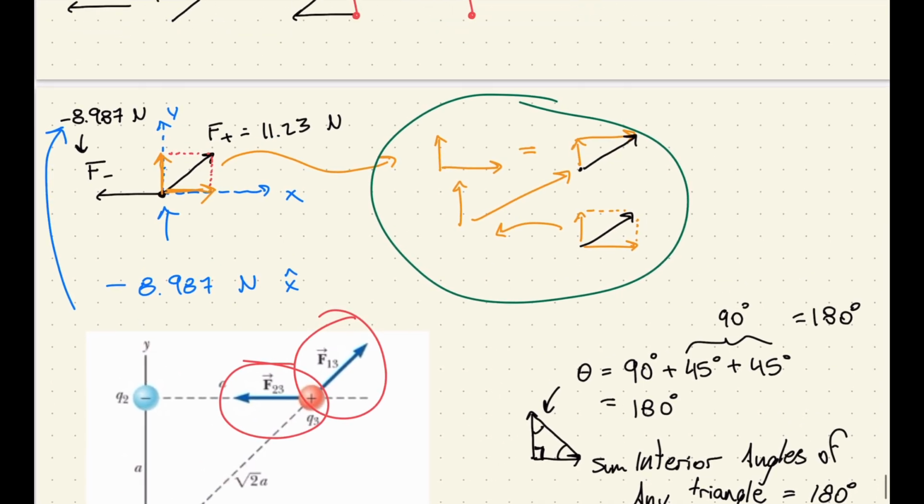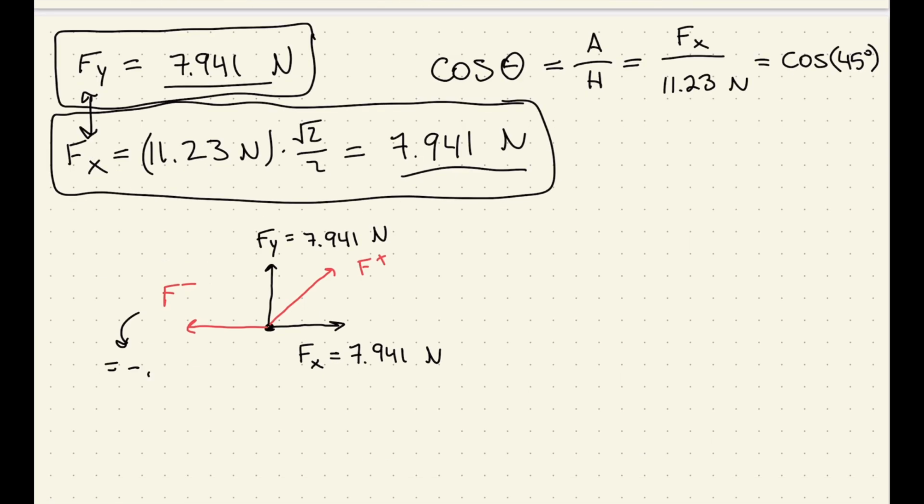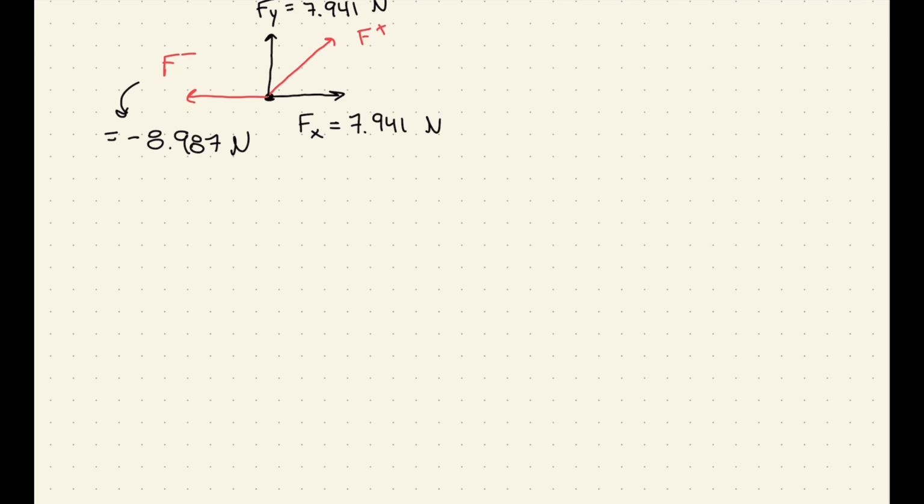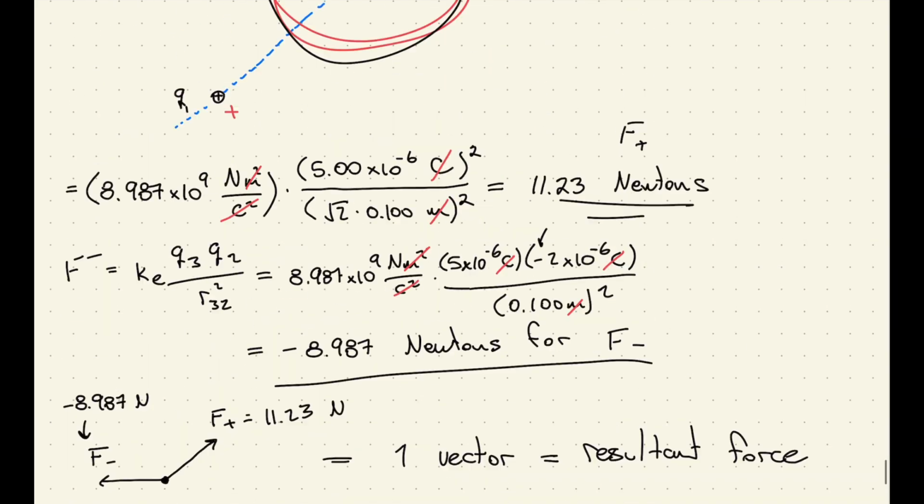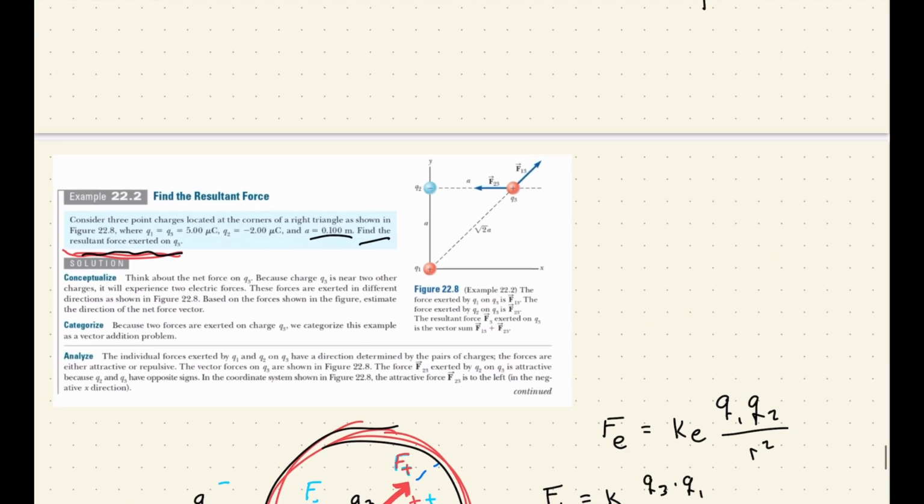what do we say it was equal to before? This number, negative 8.987 newtons. Now, it's very cool because we can find the total resultant vector, F tot, acting on, remember that was the original question, find the resultant force exerted on Q3.